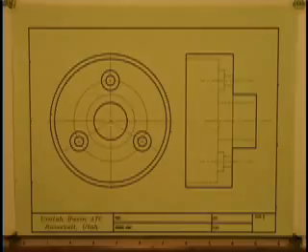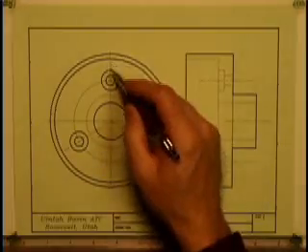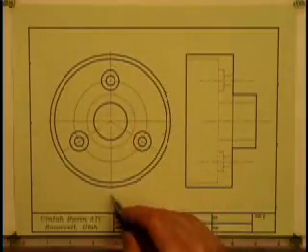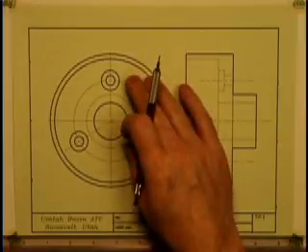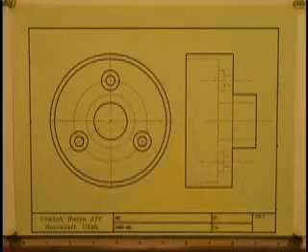And so for our purposes today, this is going to become a full section. That means that we're going to slice right down through the middle of here. We're going to remove this half, and we're going to convert this to the section view.